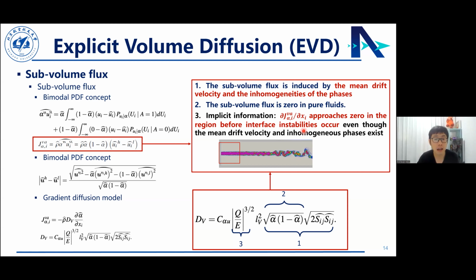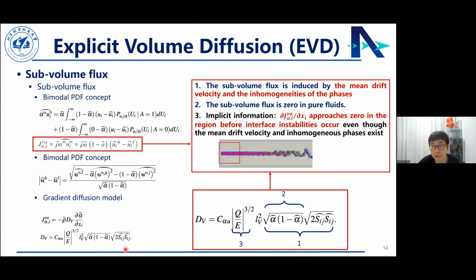And then we continue to use the bimodal PDF concept to close the mean drift velocity and use a gradient diffusion term to approximate this term. And we also introduce a Q criterion coherent structure factor to close this volume diffusion model. And we can see the three parts in this model can satisfy the indications of this sub-volume flux term.